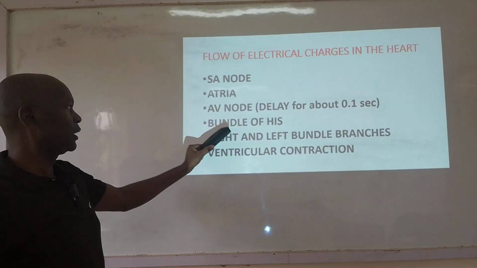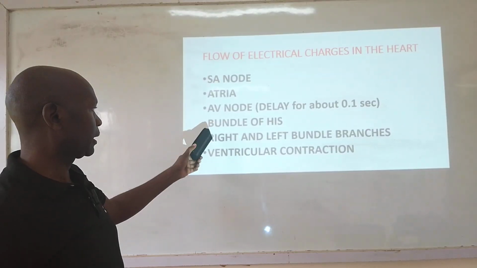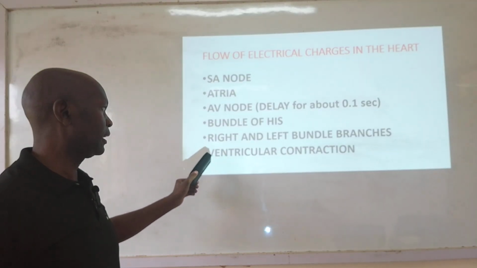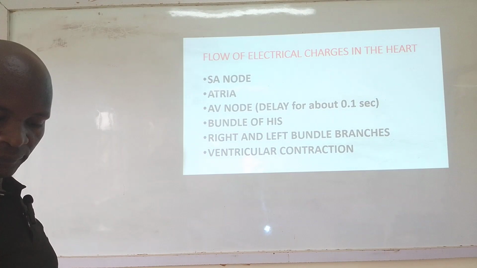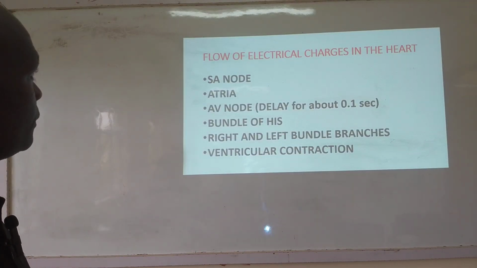Then from there we go into a bundle of His, which can be right and left. So it divides. And then finally you have a ventricular contraction.